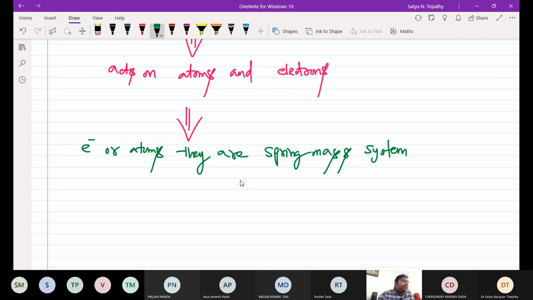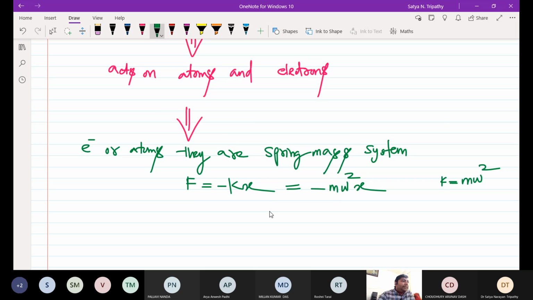So spring mass system means there will be a force called F of x attached to the electron, and you are actually applying an oscillatory force to this spring mass system, right? So this one I can write k is equal to m omega square. Here m is basically the mass of the electron, omega is the frequency of vibration. I can write m omega square x. This is nothing but spring force, right?